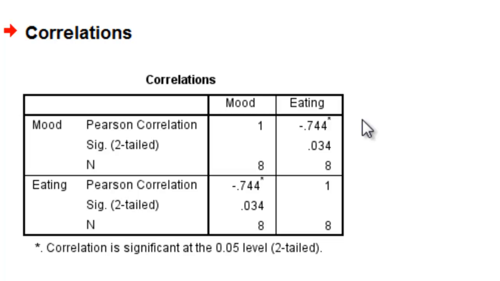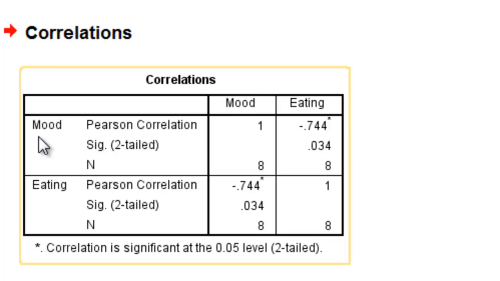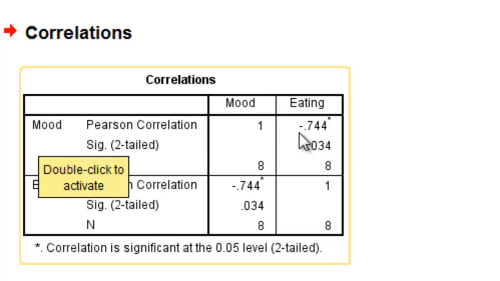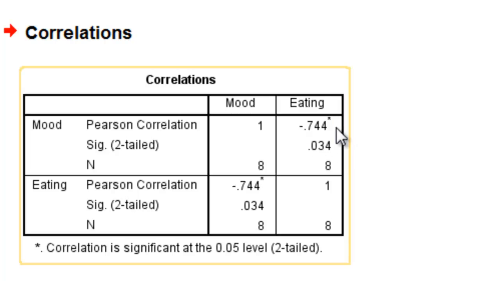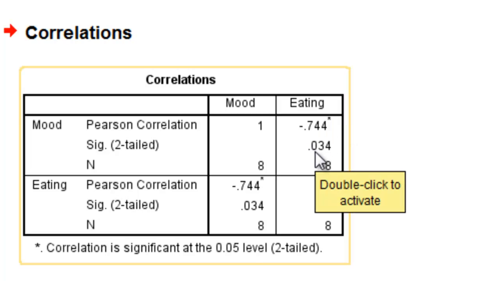The correlation value we're really interested in, though, is the correlation between mood and eating, which of course we find is negative 0.744. Now, SPSS put an asterisk here for you to tell you, hey, this number right here is less than 0.05. This is statistically significant. Of course, we're all able to look at this 0.034 and ascertain that, hey, yeah, it's less than 0.05. I didn't need SPSS to flag that for me, but it did anyway. So we do, in fact, have a statistically significant correlation.